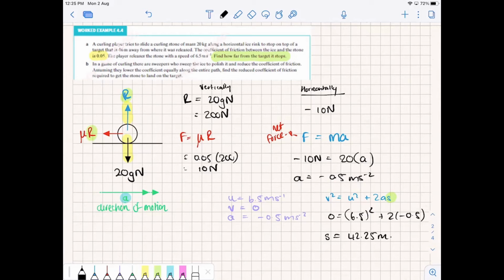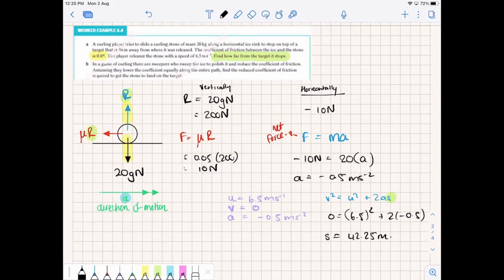So they're polishing the ice to try and reduce this coefficient of friction. Because remember, the lower the coefficient of friction, the less friction you will have. So they say, assuming they lower the coefficient equally along the entire path, find the reduced coefficient of friction required to get the stone to land on the target.